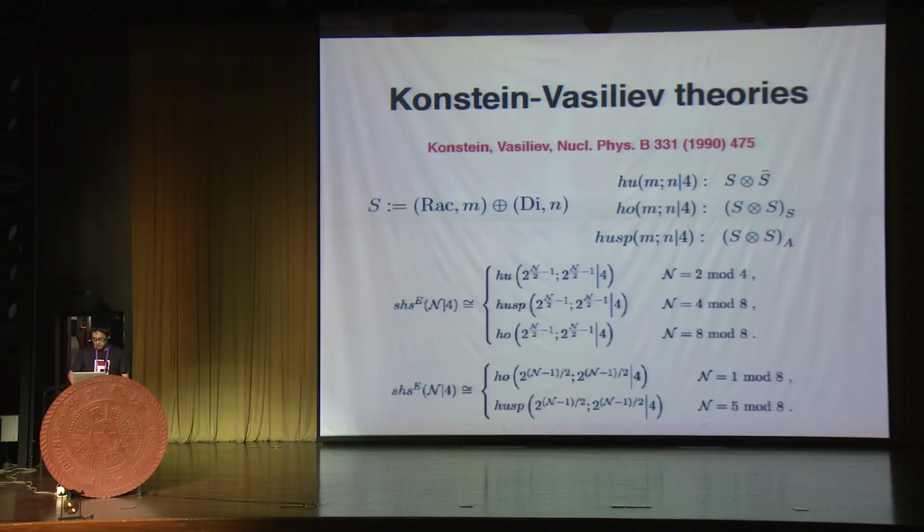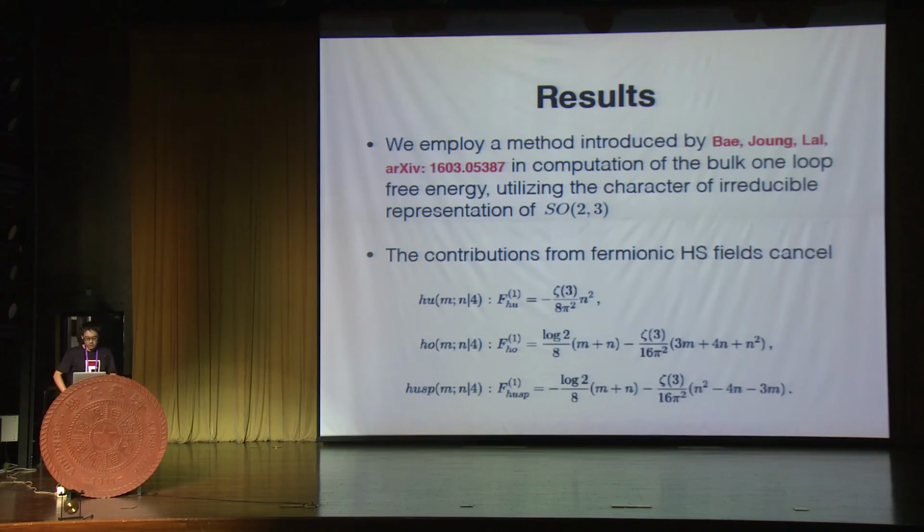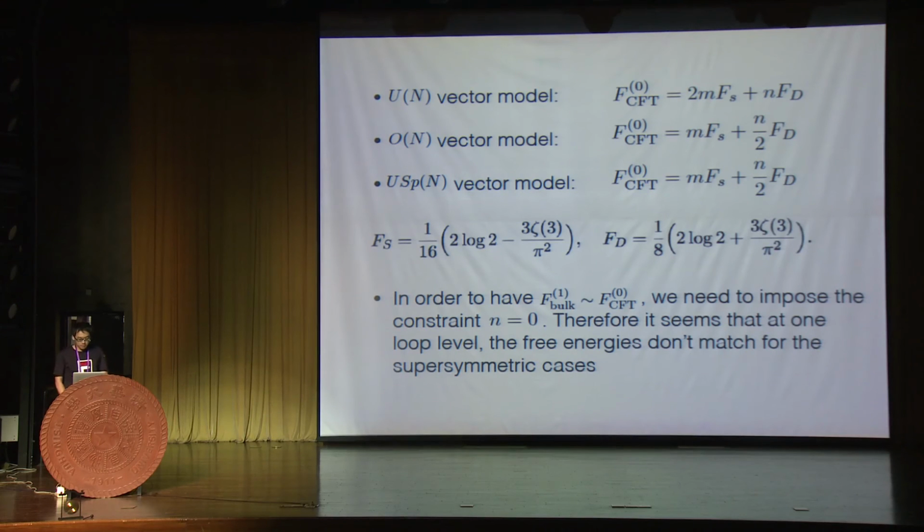We employ a method introduced by the authors to compute the bulk one-loop free energy, utilizing the character of irreducible representations of SO(2,3). We also generalize the result to the fermionic higher-spin cases. The result is this: the contributions from the fermionic higher-spin fields cancel. And for these three algebras, we have the one-loop correction of the free energy, a function of n and m. And these are the boundary free energy, F0, as I mentioned before.